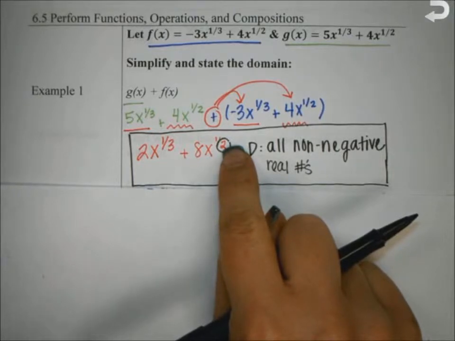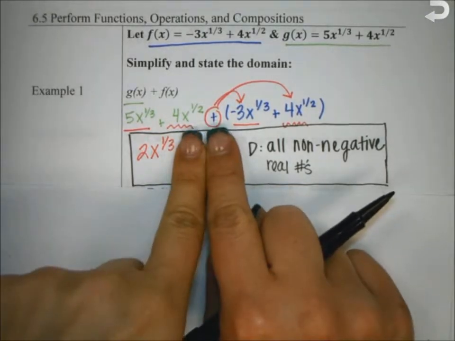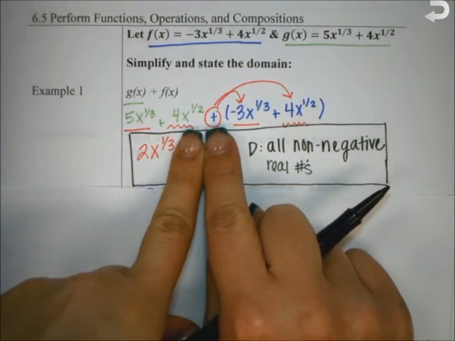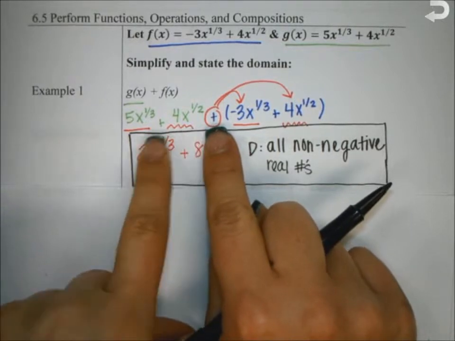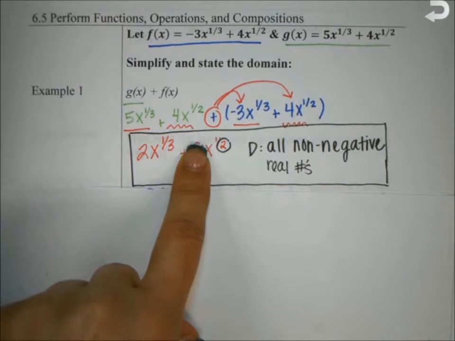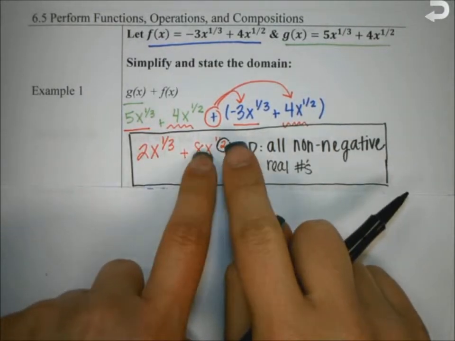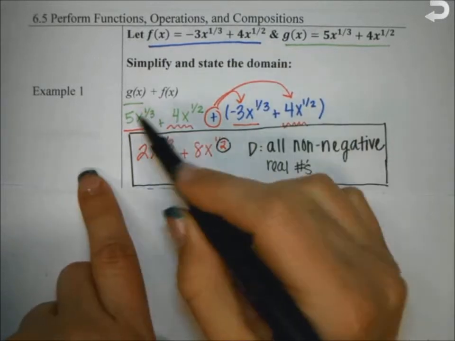If we were just at 2x to the 1/3, our answer would be all real numbers, because I can have a negative in a cube root, right? We just did it on the board. I can't have a negative in a square root. So since this square root is restricted, the whole thing has to be restricted. Does that make sense? Okay, so let's try another one.